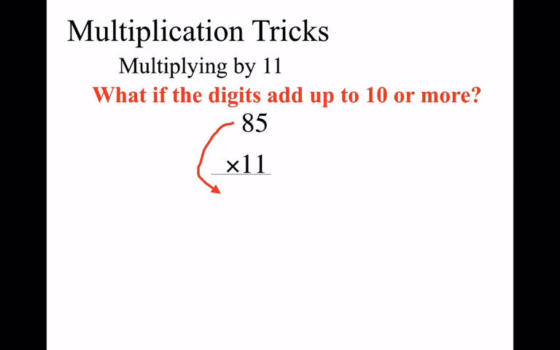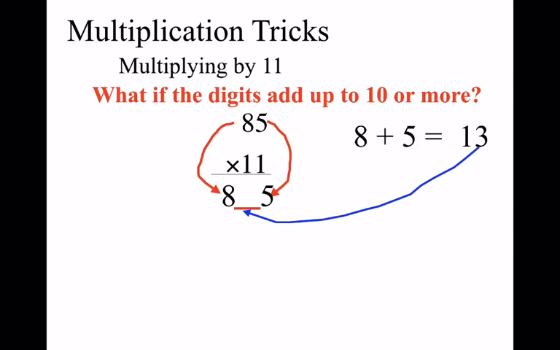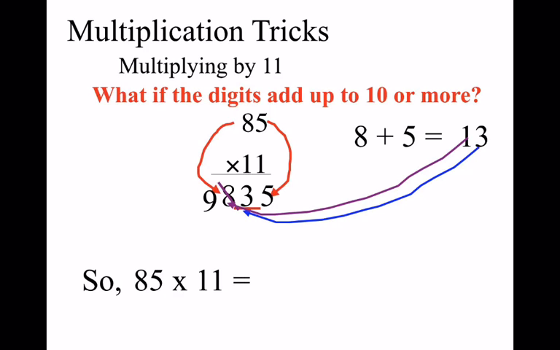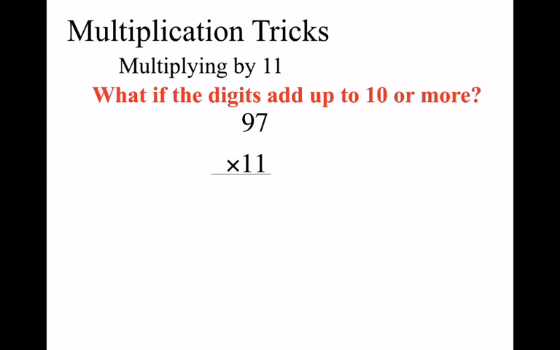So how are we going to make this work? Well, we still split up the 8 and the 5 and add them up. The sum of those two numbers is 13. So what we do is we take the ones digit from that 13, and that's the number that we put in between the 8 and the 5. And then we have to do something with the 1. Well, it should kind of make sense to you that we're going to carry that 1 onto the 8, which now turns the 8 into a 9. And so we can see that 85 times 11 is 935. All right, I would like all of you to try this one.